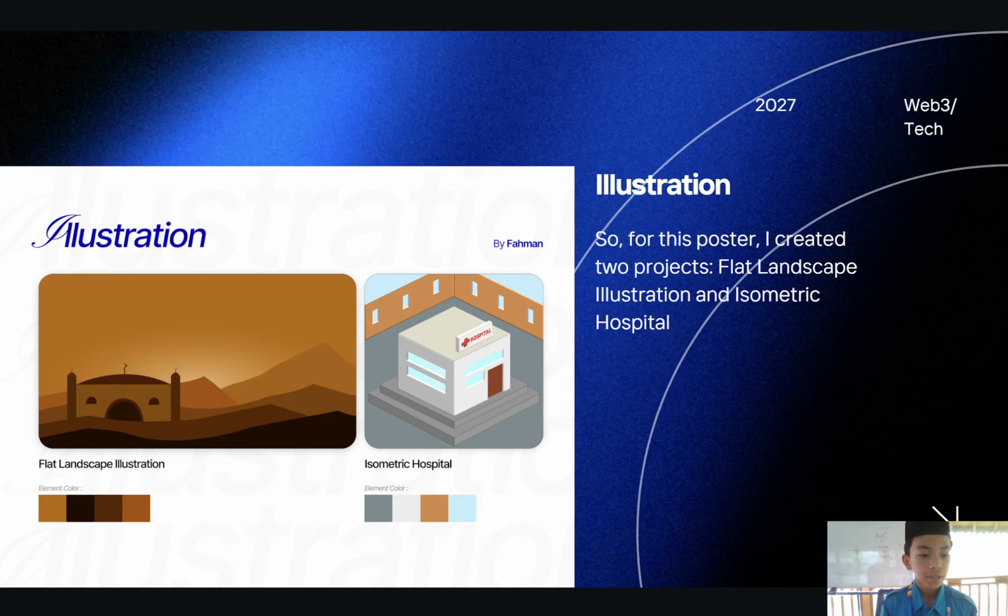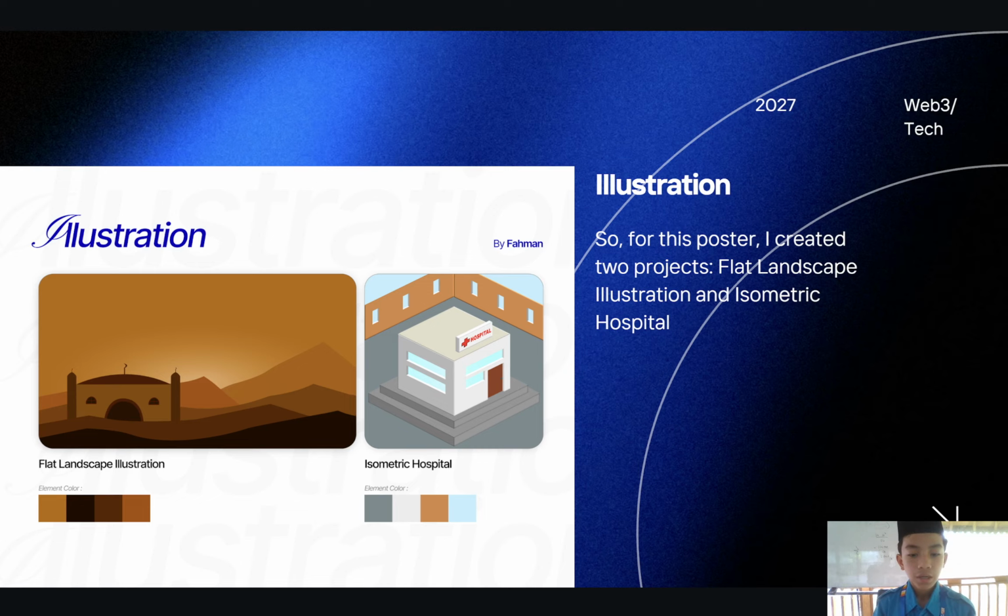Here I made a 2-dimension illustration of a desert, and there's a mosque in the middle of the desert, and I made this 2-dimension, of course. And then the second one is isometric hospital. Here, this is the different style between the first and second, because the flat landscape illustration is using the 2-dimension style, and the isometric hospital uses the 3D, or we can say 3-dimension style.